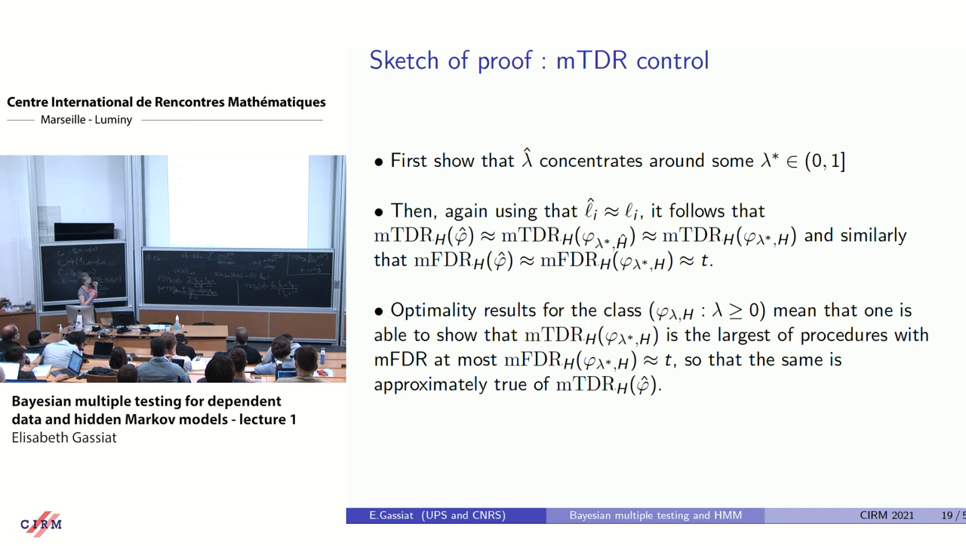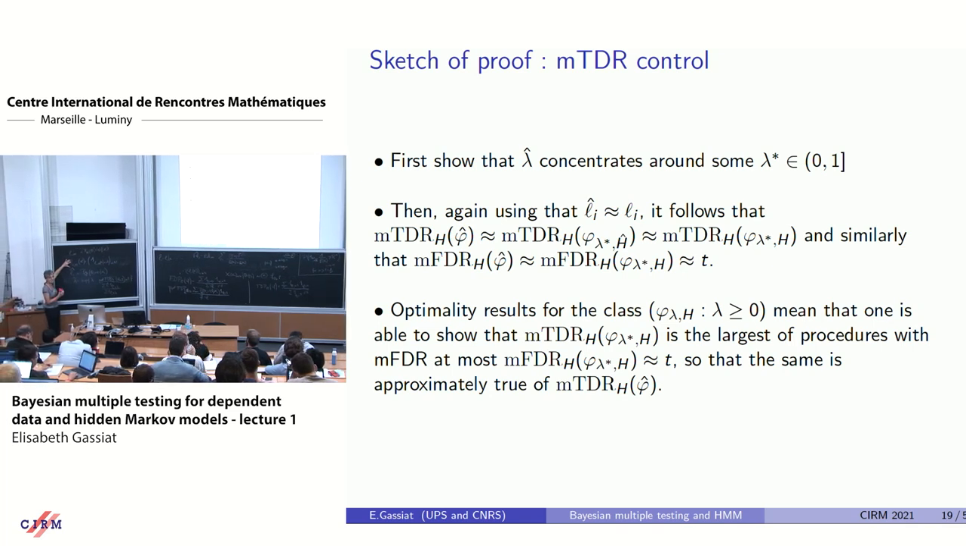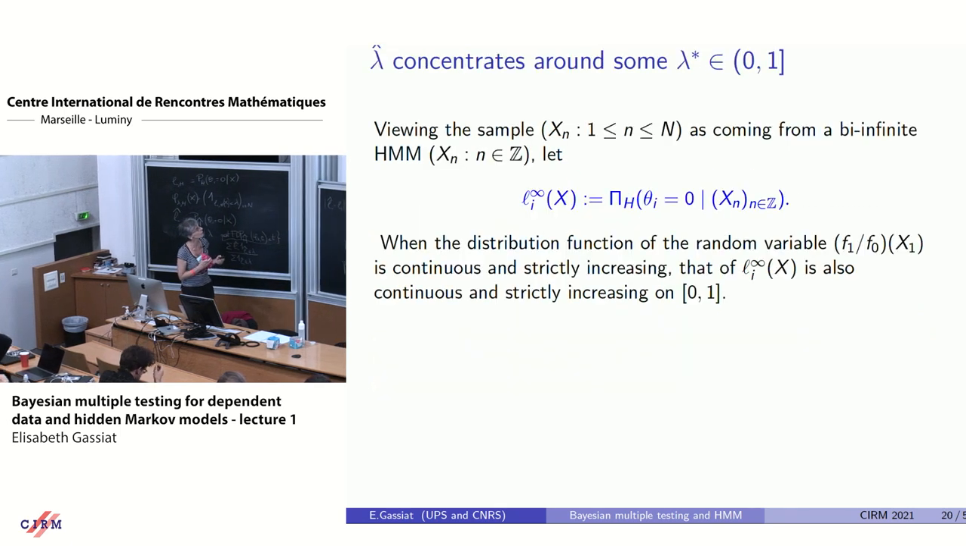Then, using again concentration of the estimators and such things, you can prove that when you replace the h, you still have the same ratios and all things concentrate well for the parameter and for the threshold around their non-null value. So I will not discuss this second point. And the third point is something very general: you can prove optimality results for these procedures. I introduced them using the Bayes classifier, but you can prove that they indeed optimize the MTDR at prescribed MFDR.